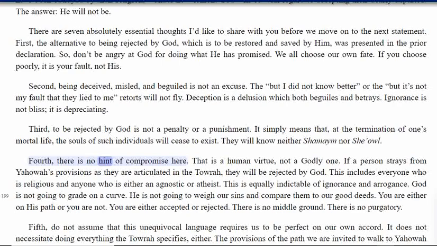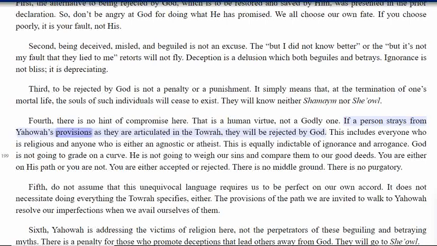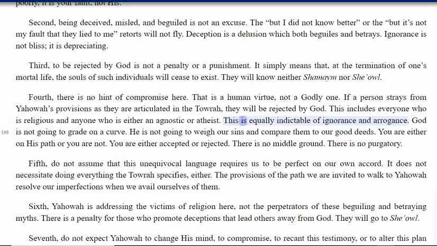Fourth, there is no hint of compromise here. That is a human virtue, not a godly one. If a person strays from Yahweh's provisions as they are articulated in the Torah, they will be rejected by God. This includes everyone who is religious and anyone who is either an agnostic or atheist. This is equally indictable of ignorance and arrogance.